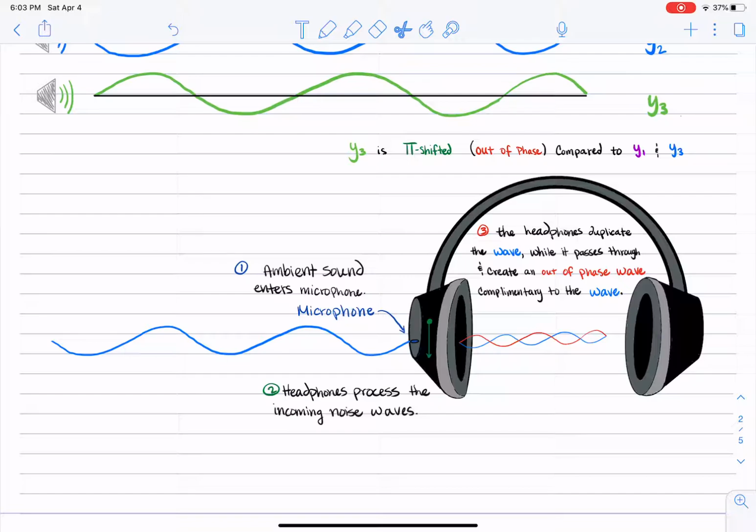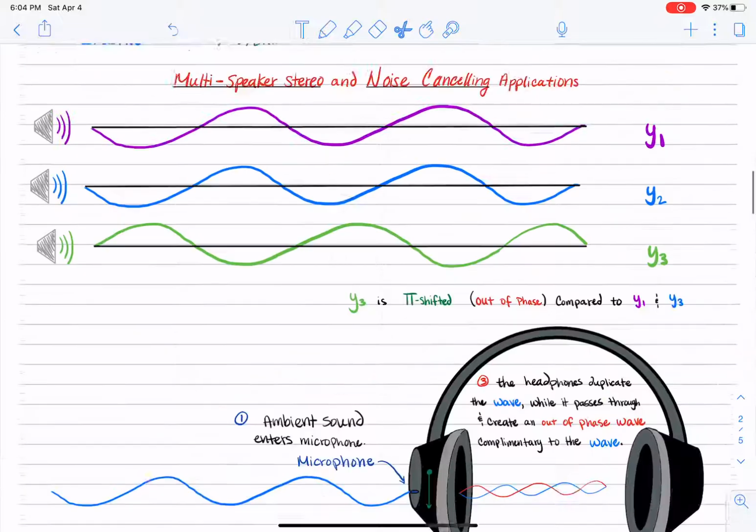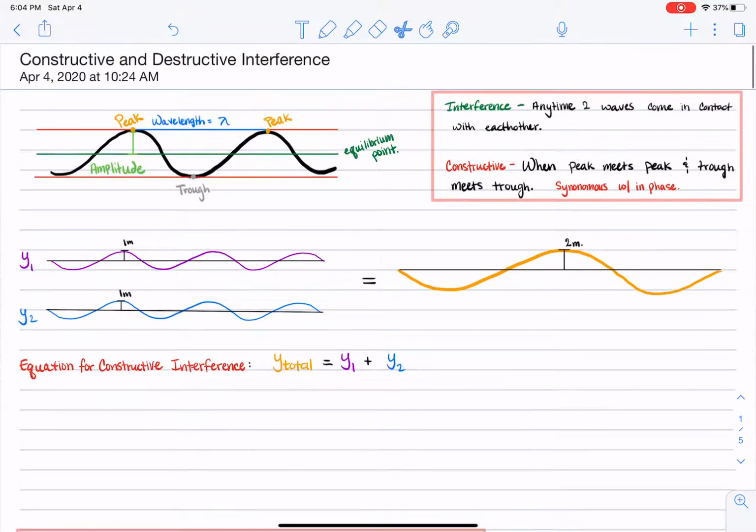Again, cool application. Noise comes into the microphone. The microphone allows noise to go all the way through into your ear, but in addition to that noise, we have a new wave that the headset sends through that's going to cause destructive interference. So again, I hope this video has helped you understand the difference between constructive and destructive interference.